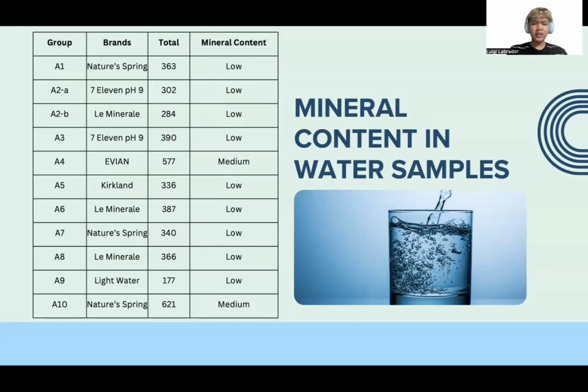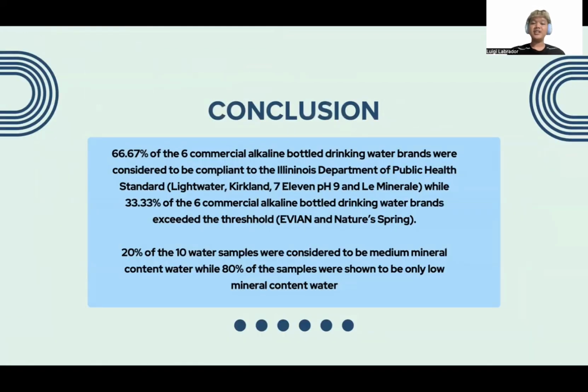So, for the highest mineral content, the Nature Spring, which is 621 milligram per liter, and then the Evian, which is 577 milligram per liter, are considered to be medium in mineral content. Now, A1's Nature Spring, the 7-Eleven pH 9, the Lay Mineral, Kirkland, and Light Water are considered to be low mineral content water.